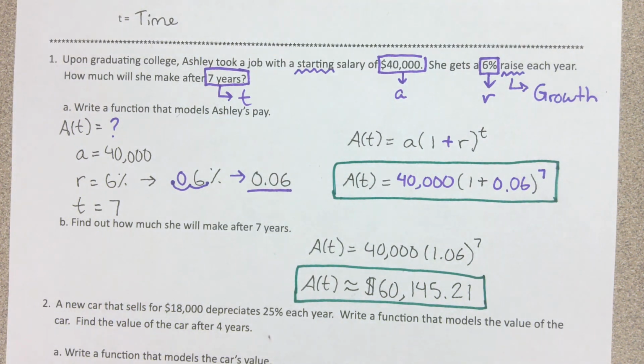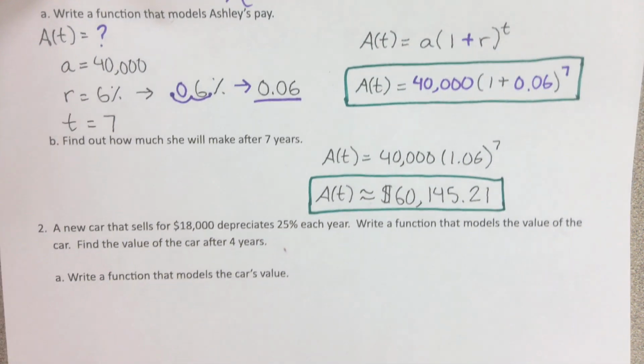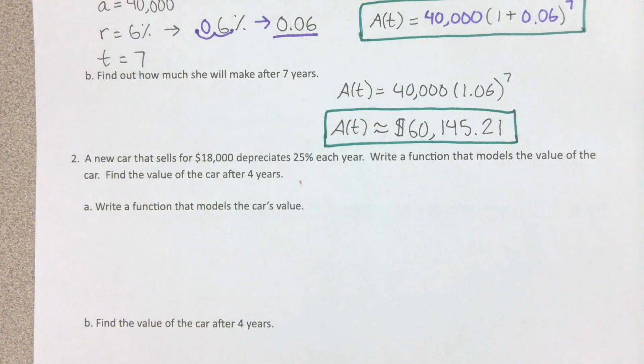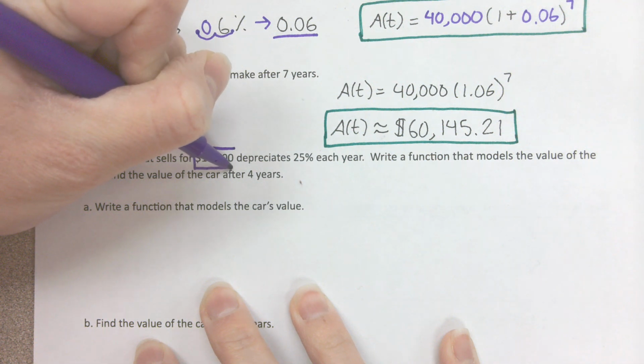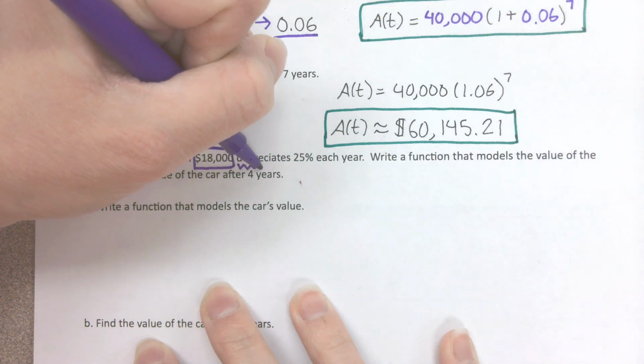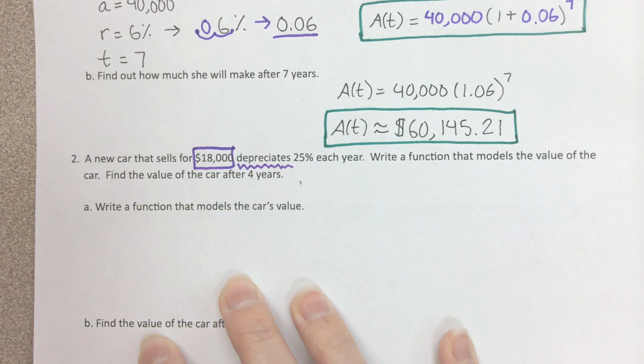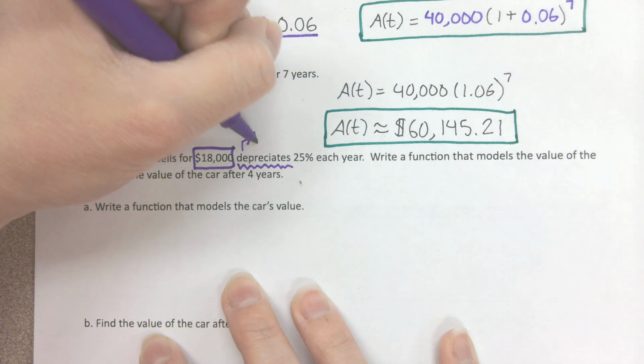Questions on number 1? And this is going to be our process for the next few problems. Number 2. A new car that sells for $18,000 depreciates. What do you think depreciates means? Decreases, yeah. It's as bad as it sounds. It goes down, it loses value.